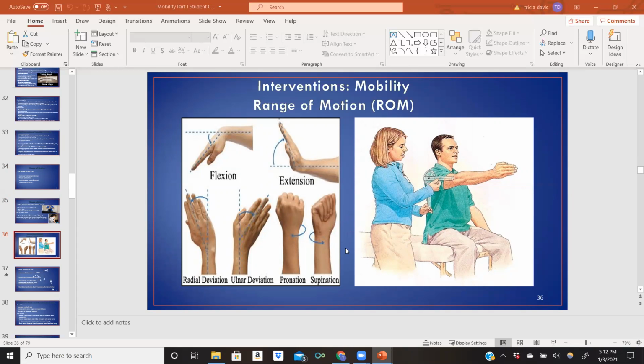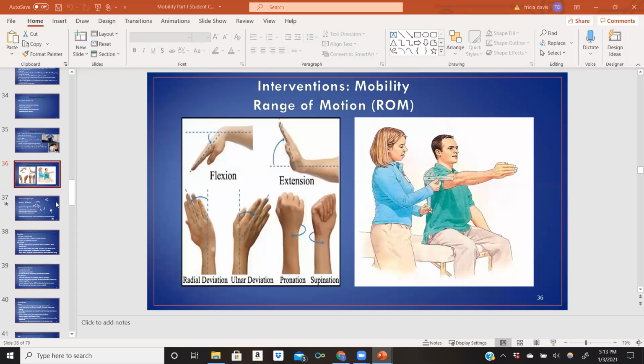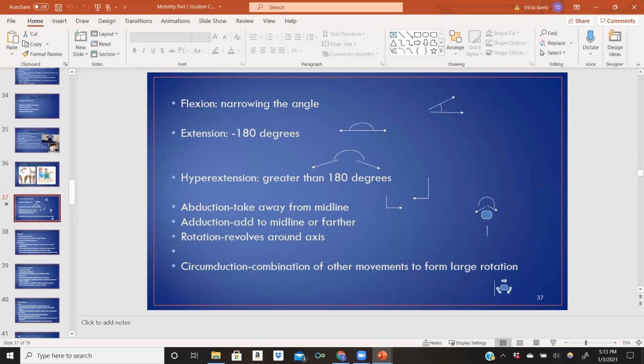So this is just a little blurb here to show you about flexion and extension, and then deviation, pronation, and supination, but you guys should know this from anatomy and physiology. This is just a little refresher. So flexion, you just want to consider flexion as narrowing the angle. There's a little picture there to help you realize what we're talking about.